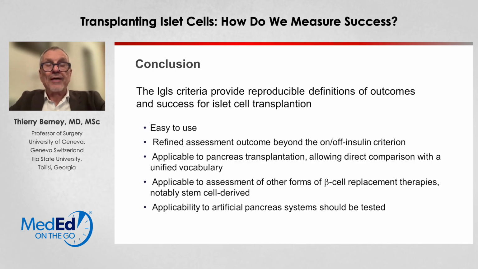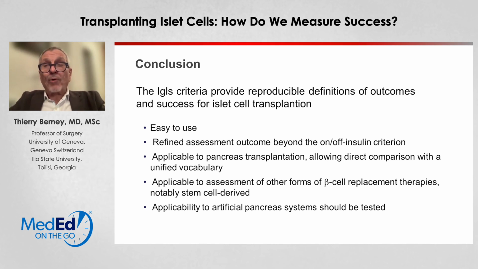So to conclude, the Eagles criteria provide a reproducible definition of outcomes and success for islet cell transplantation. They are easy to use. They are a refined assessment outcome beyond the on-off insulin criterion. They are applicable to pancreas transplantation and allow direct comparison with a unified vocabulary.